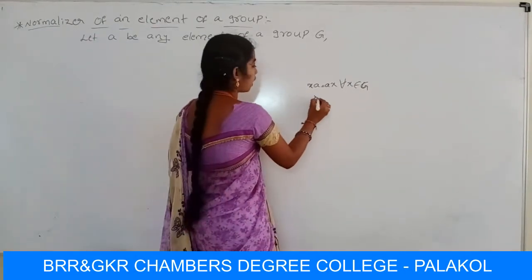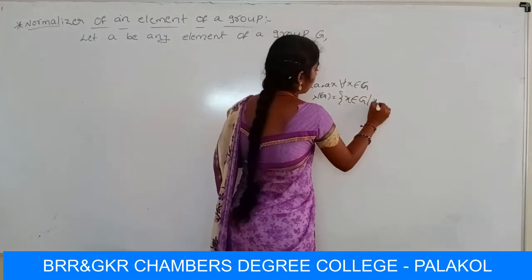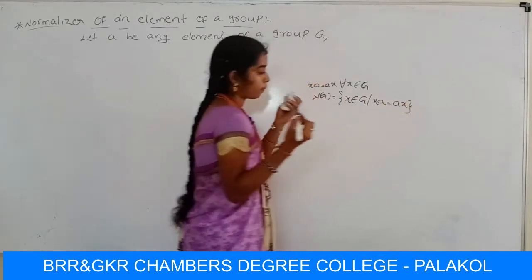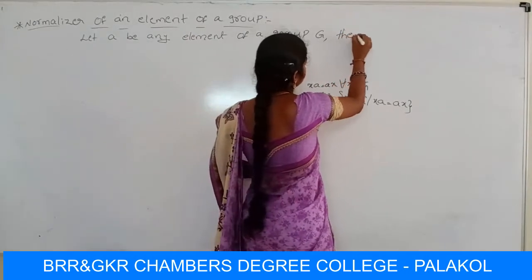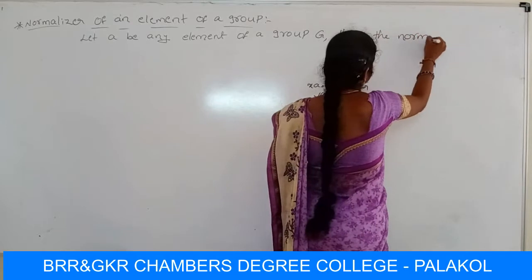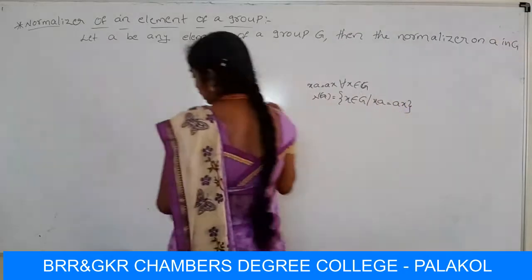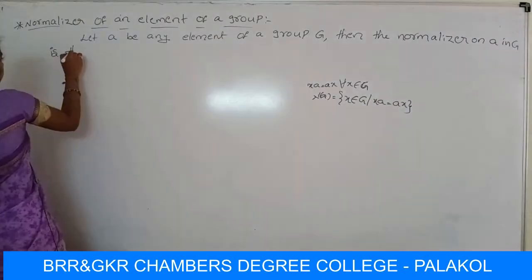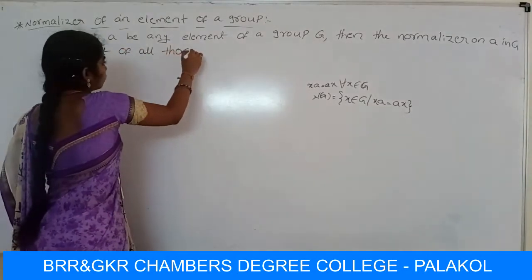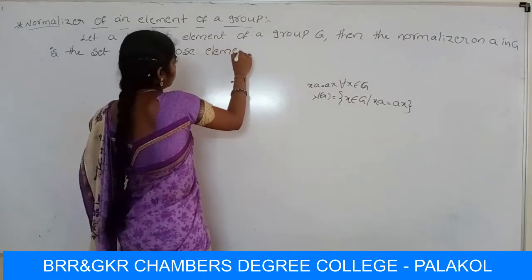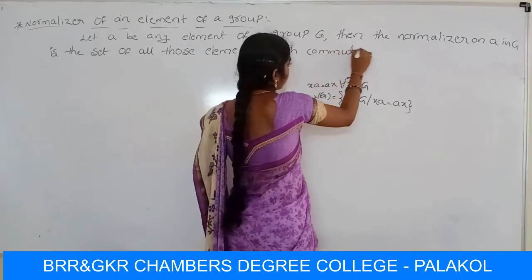It is denoted by n of A, the set of x belongs to Z such that xa equal to ax. So write down the definition. Let A be any element of a group Z. Then the normalizer of A in Z is the set of all those elements which commute with A.